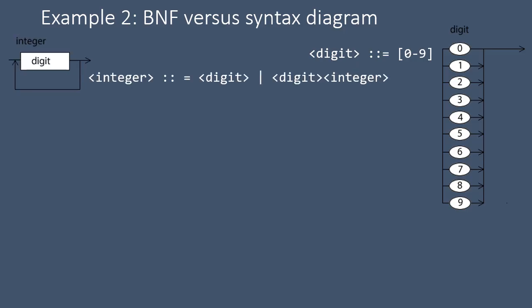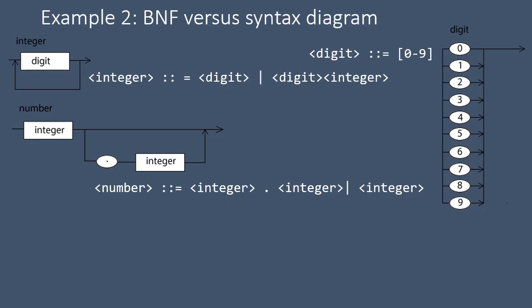Next, we have our recursive production rule here. Notice how digit, which is a non-terminal symbol, we can effectively call it as many times as we wish. We can go around and recursively add as many digits as we wish to our integer.